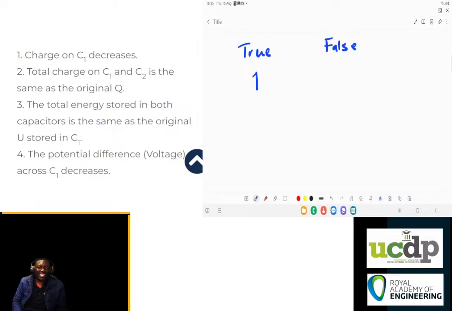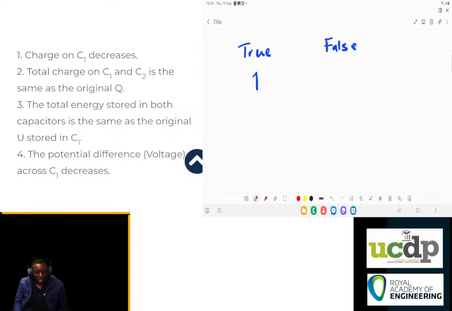Okay, so wait, let's see. The total charge on C1 and C2 is the same as the original. So if we add the charge on C1 and the charge on C2, will it be the same as the initial charge Q?